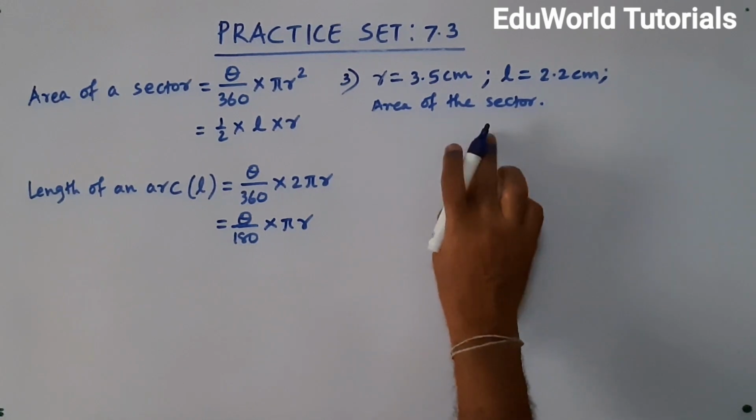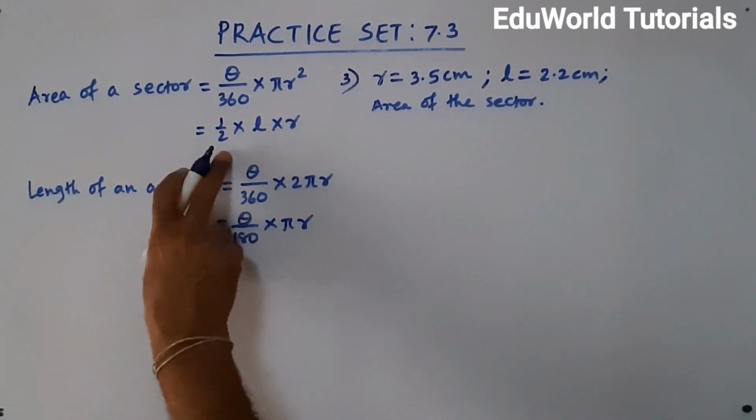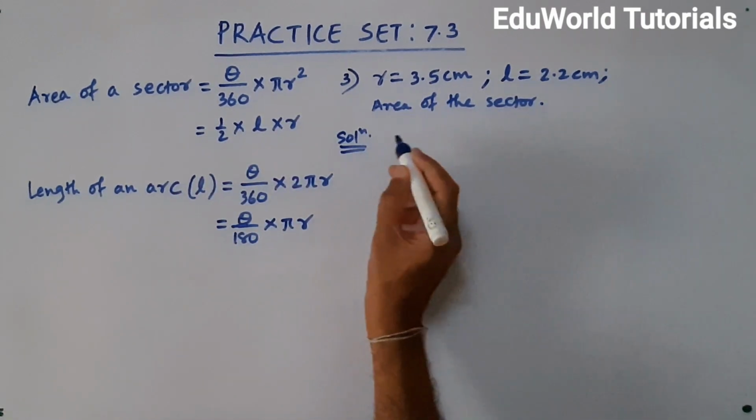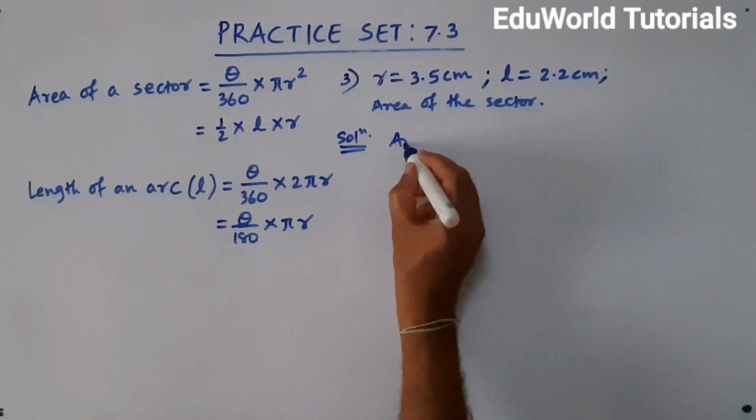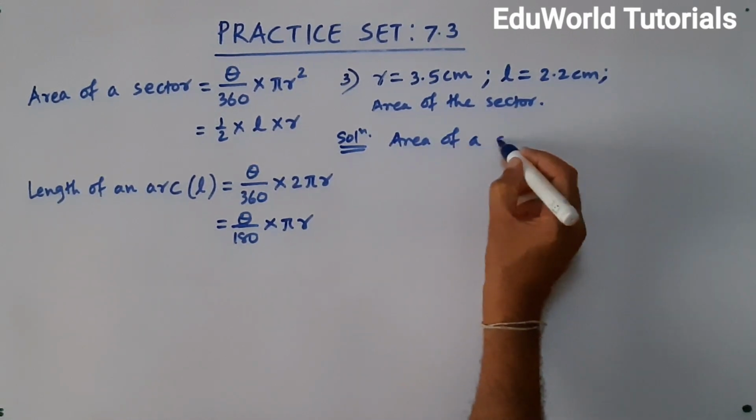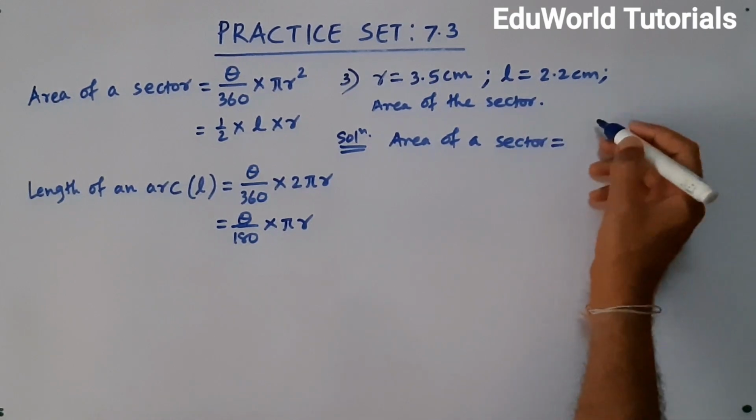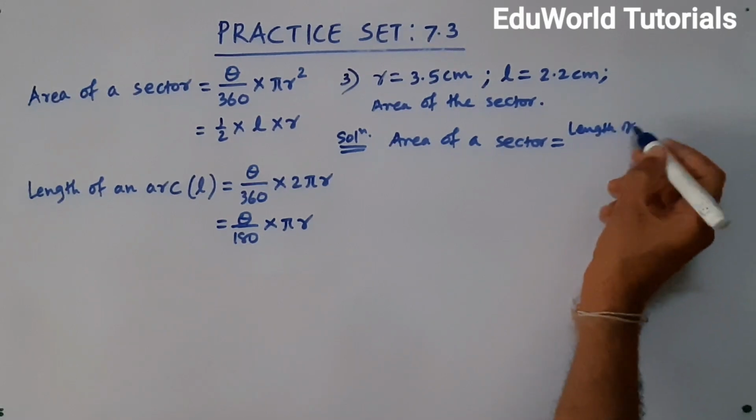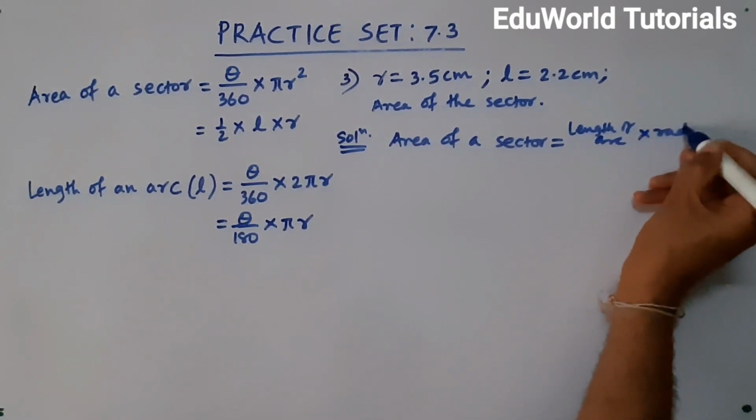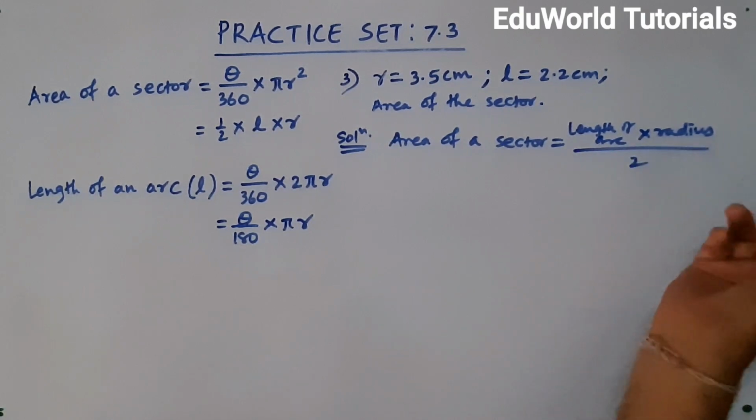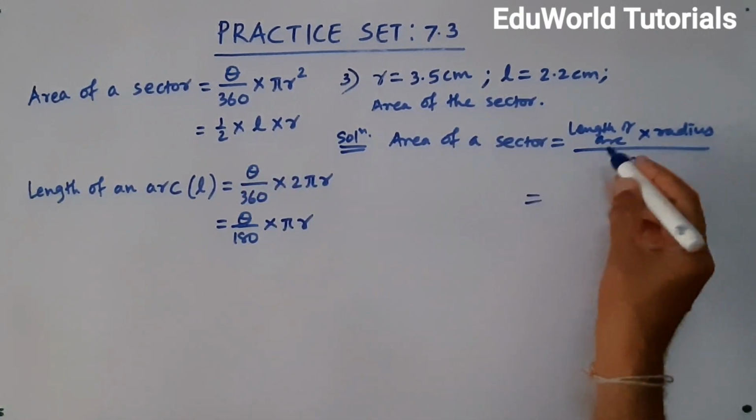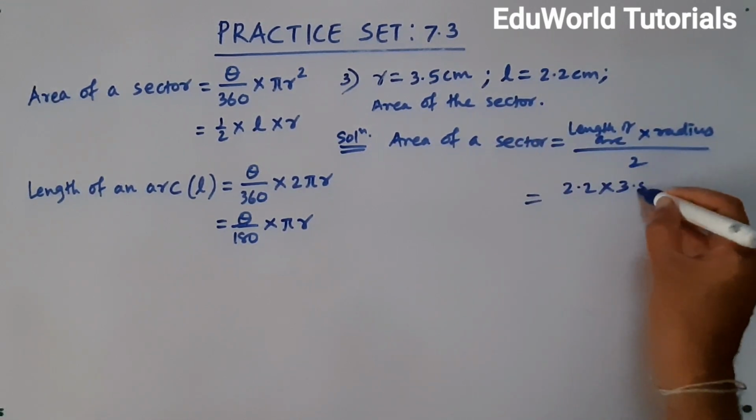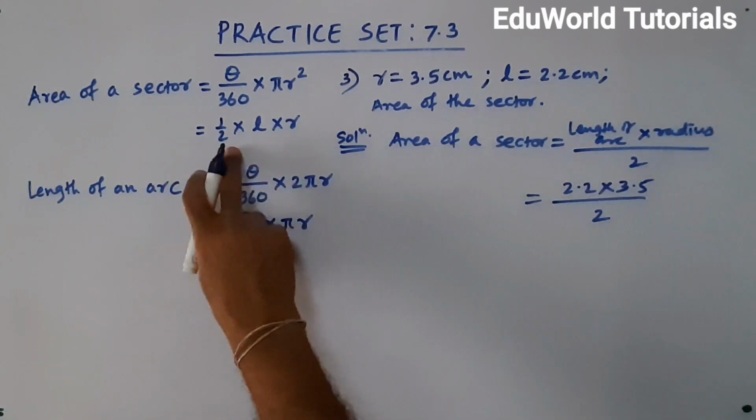So how to find the area of a sector when r and L are given? See this second formula, area of sector is half into L into r. Very simple. This type of question can be asked for 1 or 2 marks. So what would you write? Area of a sector is equal to, sometimes this formula can also be written as length of the arc multiplied by radius of the circle upon 2. Meaning is the same. So length of arc is 2.2 multiplied by radius 3.5 divided by 2. Half into L into r.